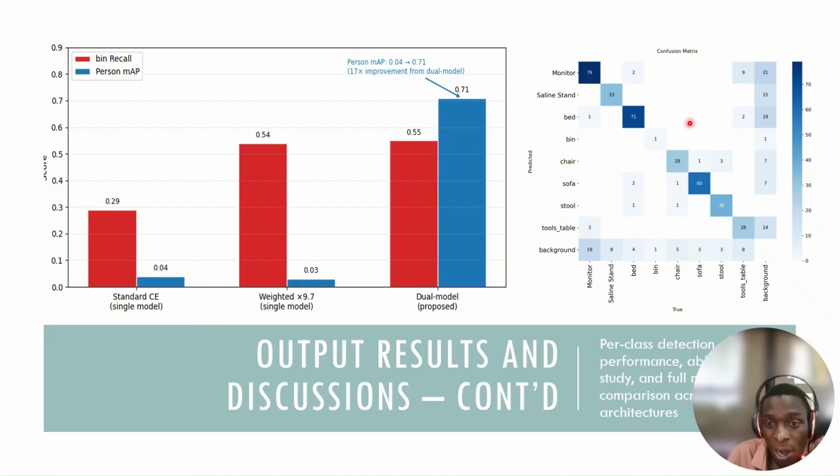The bin gets one correct prediction and one background prediction on two total validation instances. That result is statistically unreliable but consistent with the 31-instance training class. It is a data problem in this case, not an architecture problem. Even Grad-CAM confirms this. The monitor produces a tight, focused heat map. The bin produces a scattered, diffuse one because it's a small object and it's near the edges. The ablation study quantifies the interventions: without the bin class weight, bin recall is next to zero. Without the dual model setup, the person average precision is 0.04, and both interventions are necessary and their effects are independent.